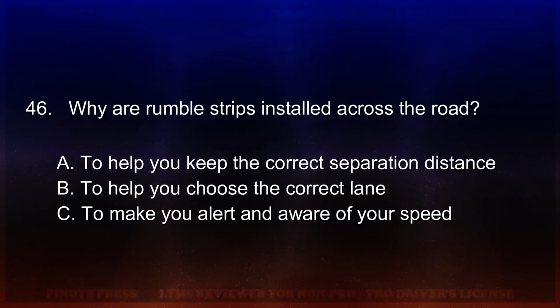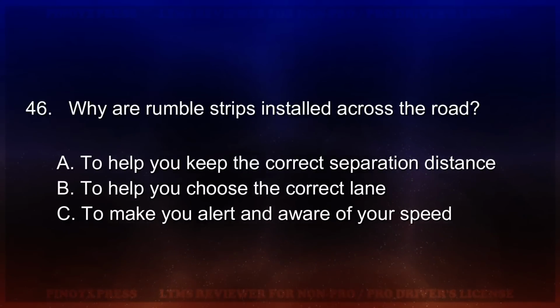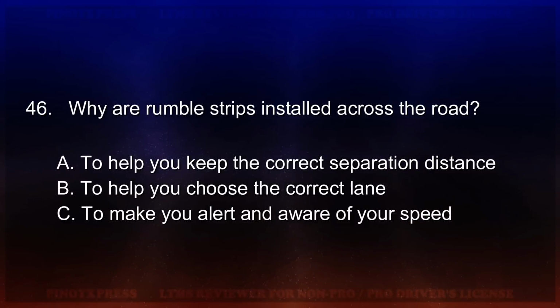Why are rumble strips installed across the road? A. To help you keep the correct separation distance. B. To help you choose the correct lane. C. To make you alert and aware of your speed. The correct answer is letter C.